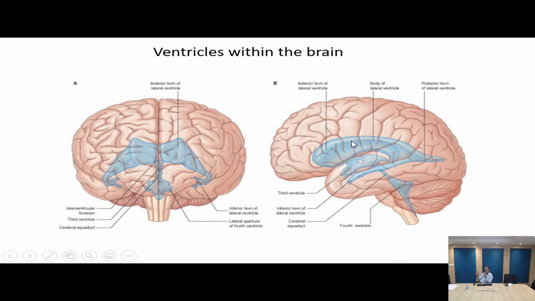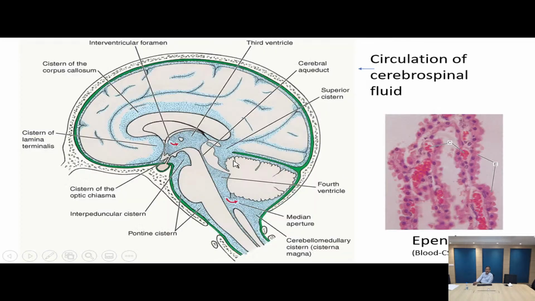There are two ventricles, one on each side, and these two ventricles are draining into a third ventricle, and the third ventricle is in turn draining into a fourth ventricle through a very narrow channel within the midbrain called the cerebral aqueduct. This is the cerebral aqueduct. So you can see over here this is the interventricular foramen, through which the CSF is coming into the third ventricle, and through the aqueduct into the fourth ventricle.